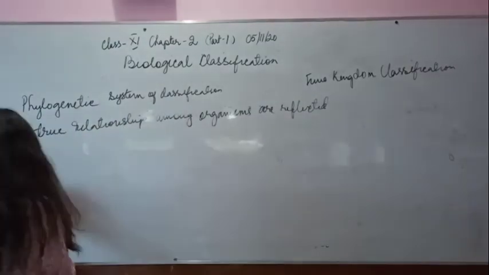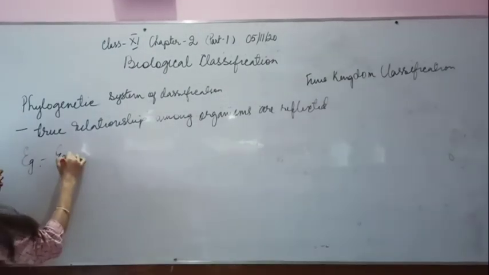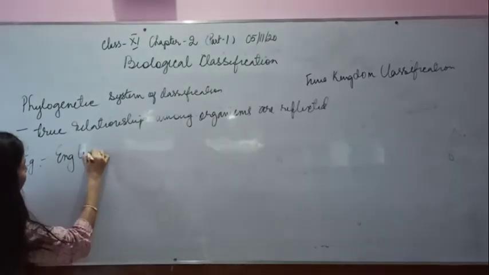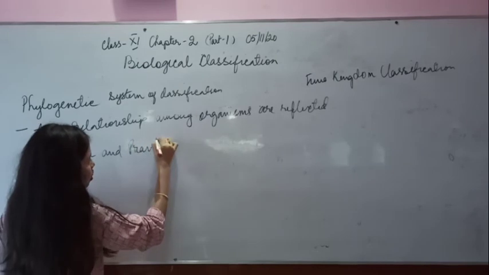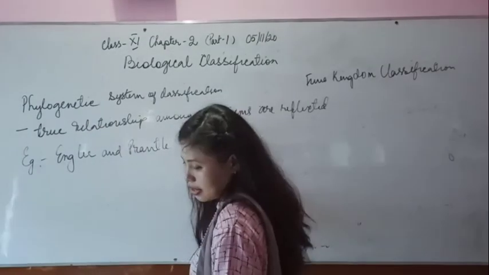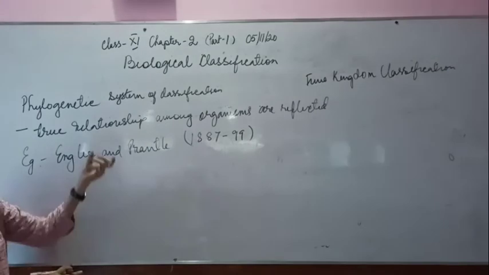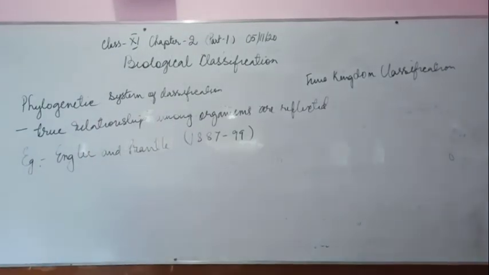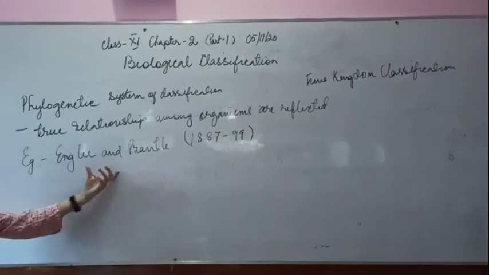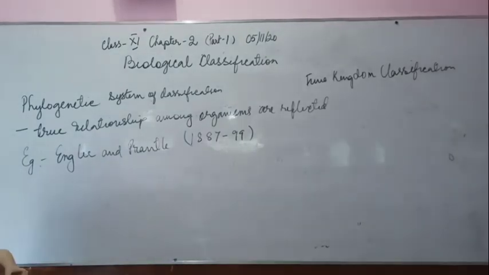Alright, and one example of a type of classification that is based on the phylogenetic system is that of Engler and Prantl. It was in the years 1887 to 1899. So this is the first classification which is based on the phylogenetic system. In the Engler and Prantl system of classification, they arrange plants according to the increasing complexity of their floral morphology.